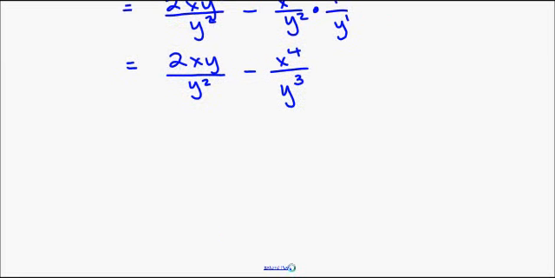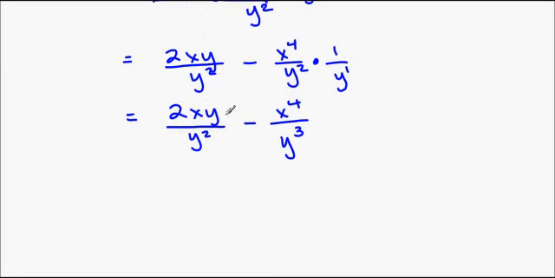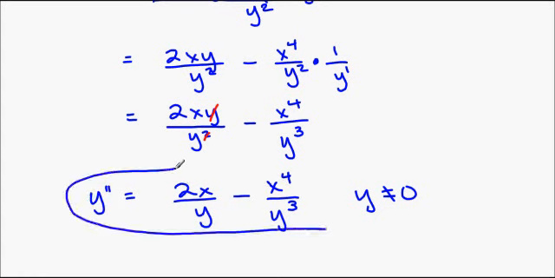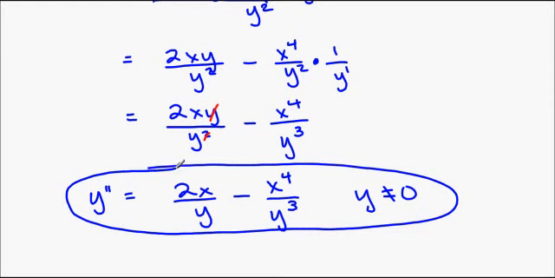And the last thing to go, over here I see I have a y and a y, so those are going to cancel. So I have 2x over y minus x to the 4th over y cubed. My restriction is as long as y does not equal 0. So this is y double prime, my second derivative.